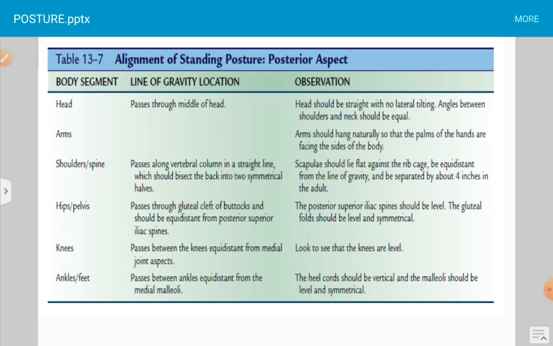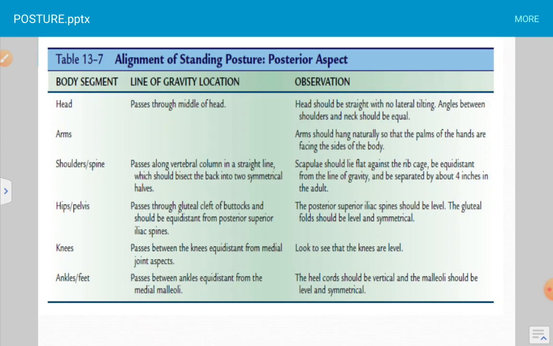There is a dimple, which marks the posterior superior iliac spine, and the posterior superior iliac spines should be level, and the gluteal folds should be level and symmetrical. In case of the knee, the line passes between the knees, equidistant from the medial joint aspect. In the anterior view, it passes equidistant from the line of gravity.